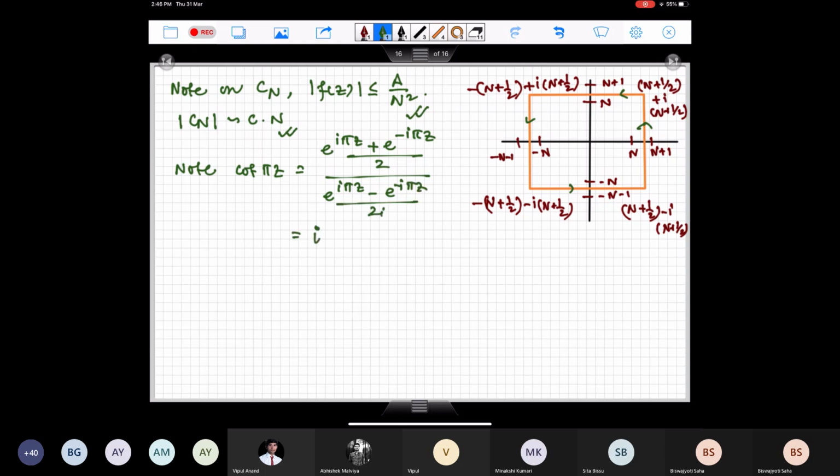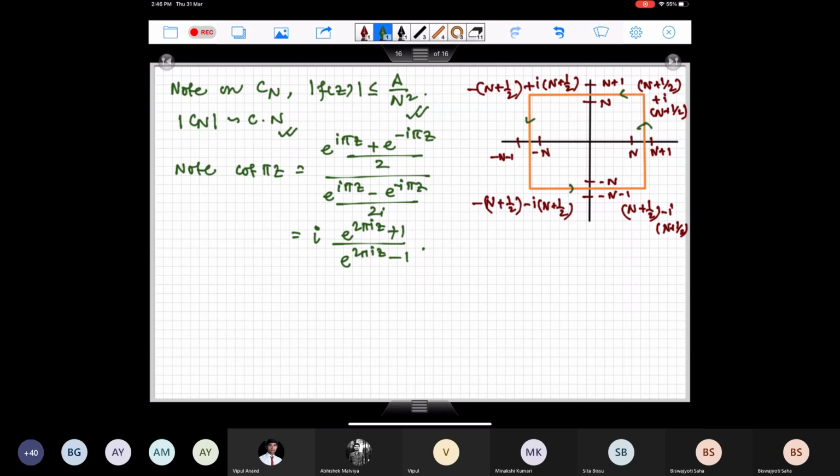So the i times 2 gets cancelled. I can take out e power minus i pi z common. So this is e to the power 2 pi i z plus 1 over e to the power 2 pi i z minus 1. So that's the quantity which I have over here. Okay, all good.